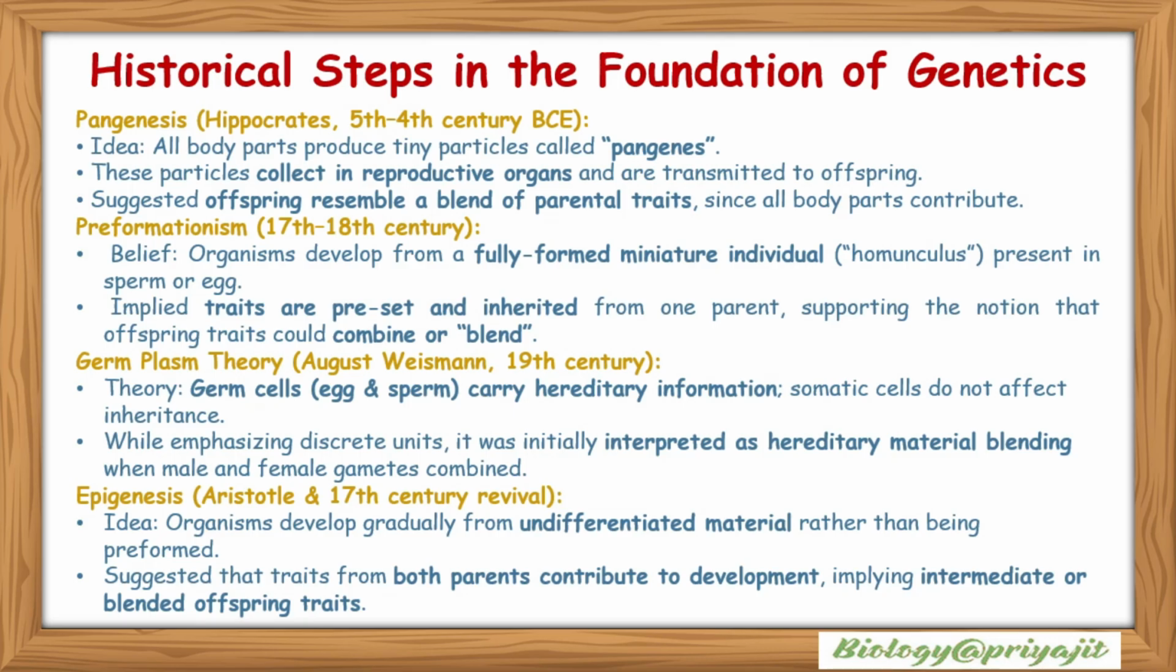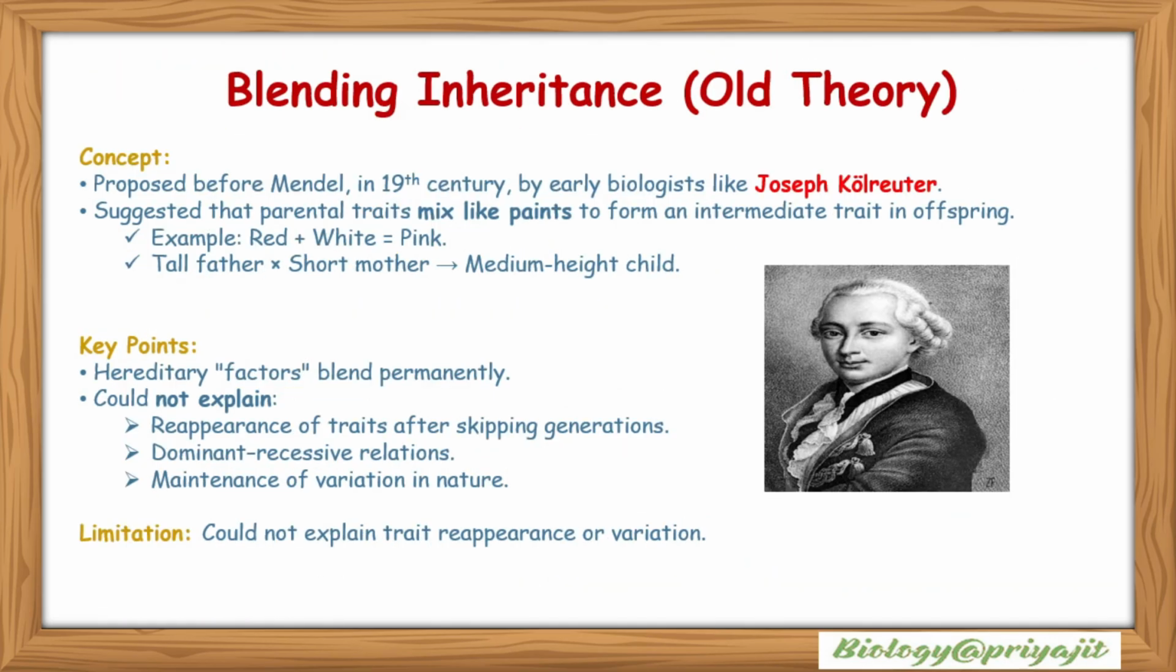Epigenesis theory. Aristotle was the proponent of this concept, revived in the 17th century. The idea is organisms develop gradually from undifferentiated material rather than being preformed. So it suggested that traits from both parents contribute to development, implying intermediate or blended offspring traits.